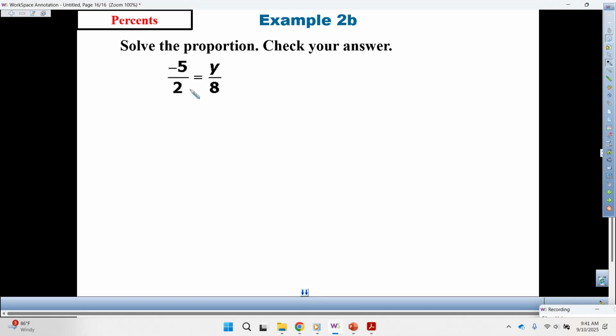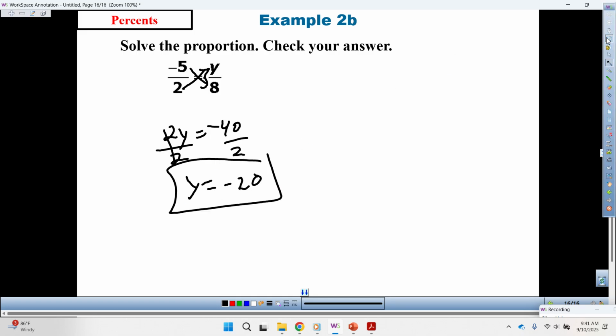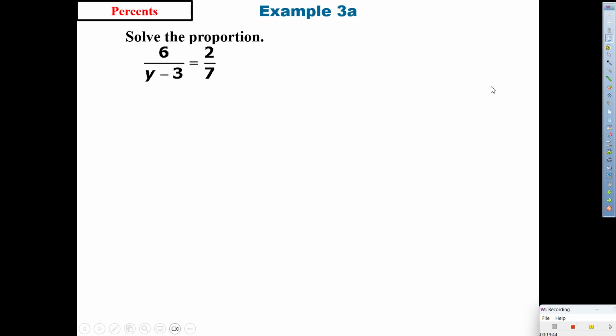Starting with 2 times y is 2y. Negative 5 times 8 is negative 40. Divide by 2. Y equals negative 20. Hands, have you got that? All right, copy this one. Example 3a. Solve the proportion. 6 over y minus 3 equals 2 over 7.